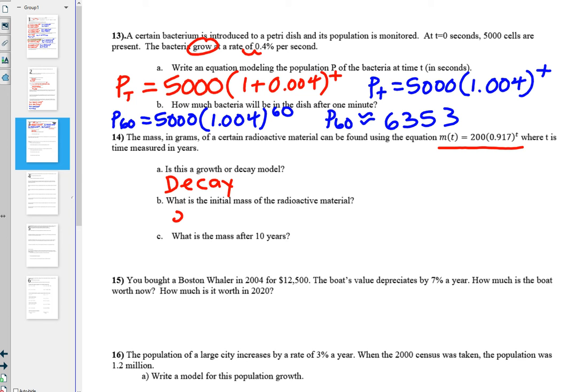And it's in grams. 200. Please don't write 2009. I know that G came out looking like a 9. 200 grams. For the last part, if you want to do it on your own, just get the 10 and put it in there because they're measuring in years.